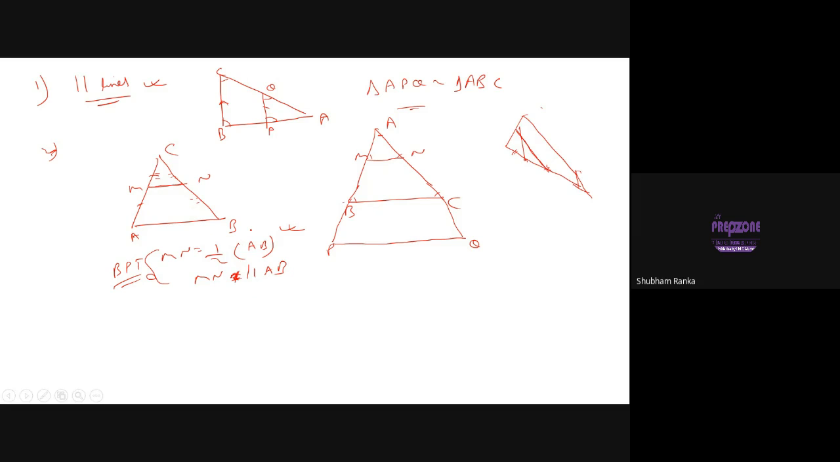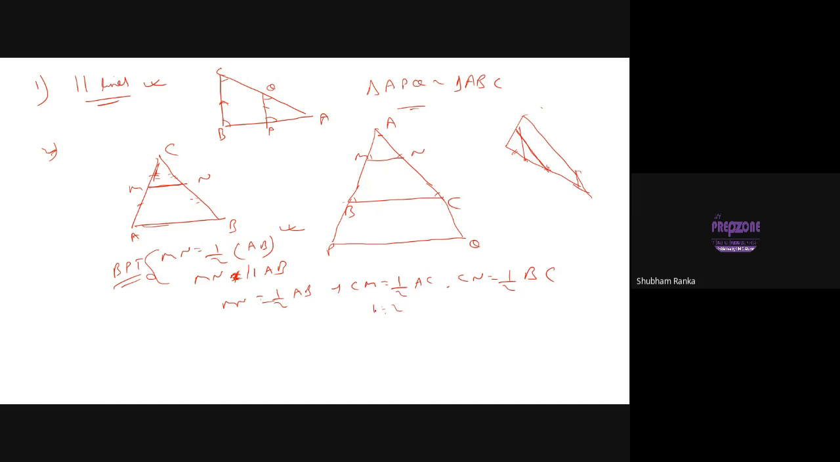Now what does this tell me? If this is half of this, then this will be half of this by similarity, and this will be half of this by similarity. So I know from BPT, the basic proportionality theorem, that MN is half of AB. So by similarity, CM will be half of AC, CN will be half of BC. Side ratios will be 1:2 in the small triangle and in the big triangle.